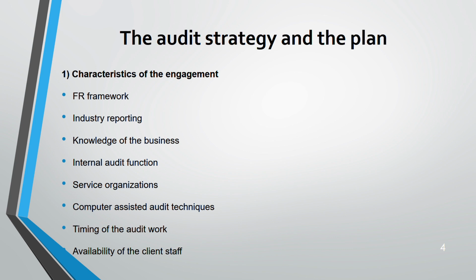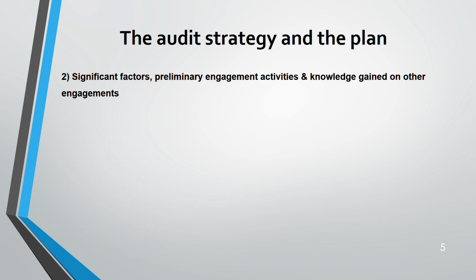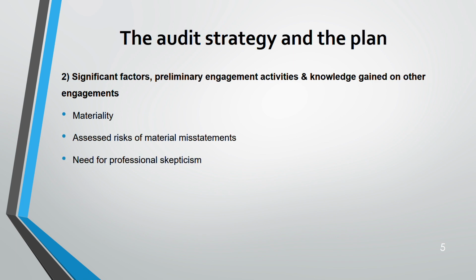Then next is the significant factors and the knowledge gained on other engagements. First, materiality, very important. Next, assessing the risk of material misstatement. Need for professional skepticism. Remember, as an auditor, you have to be professionally skeptical. You have to challenge the views of the managers or the ones who are responsible for corporate governance. That's your job. You cannot accept everything at face value. You need to challenge opinion.